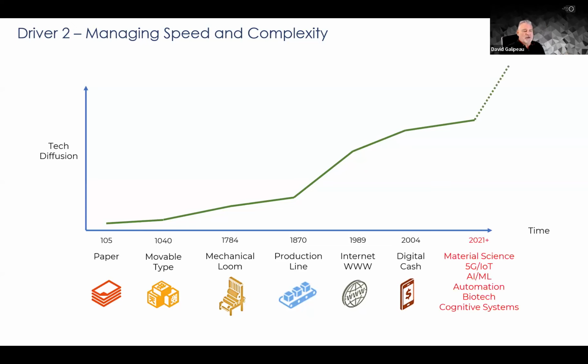But when we start to look at the new clusters of technology, material science, 5G and IoT, artificial intelligence, machine learning, anything around the neural and cognitive computing, automation, biotech, cognitive systems, these types of things, what we're seeing is the propagation around the world is moving incredibly fast.